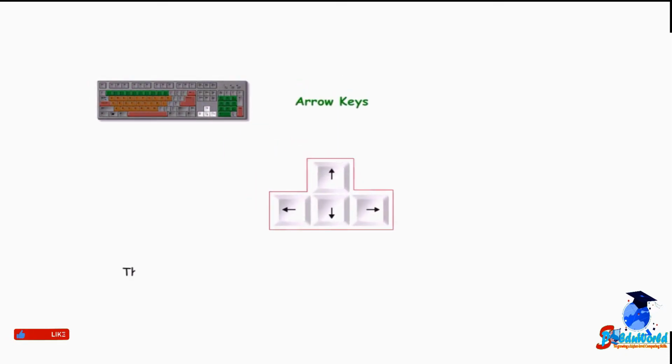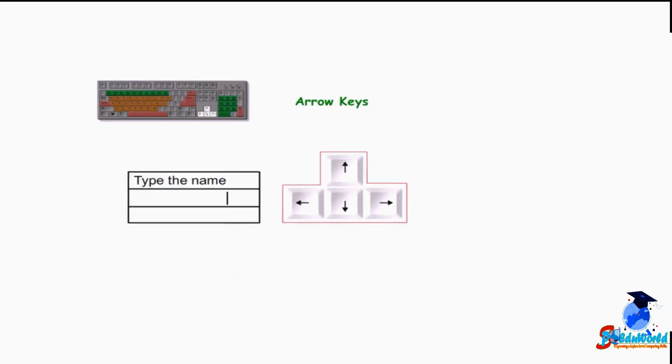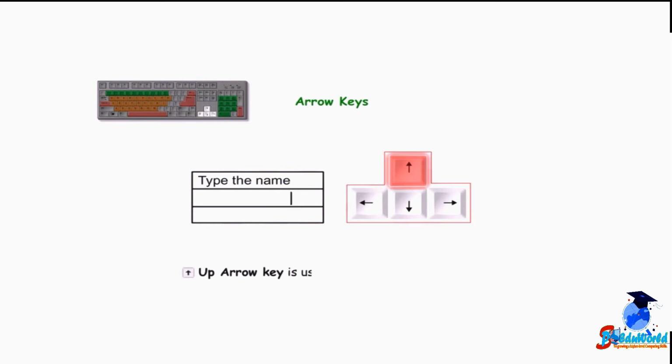Arrow keys. There are four arrow keys that help to move the cursor on the screen. Up arrow key is used to move the cursor up. Down arrow key is used to move the cursor down. Left arrow key is used to move the cursor to the left. Right arrow key is used to move the cursor to the right.